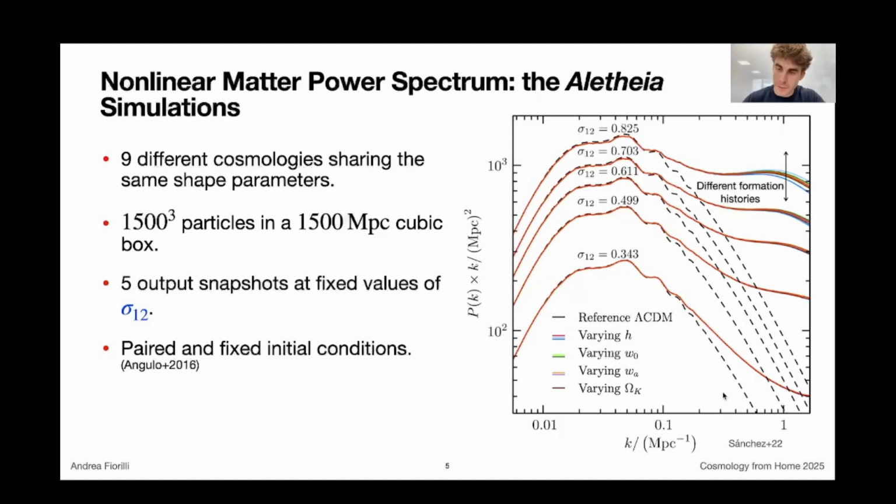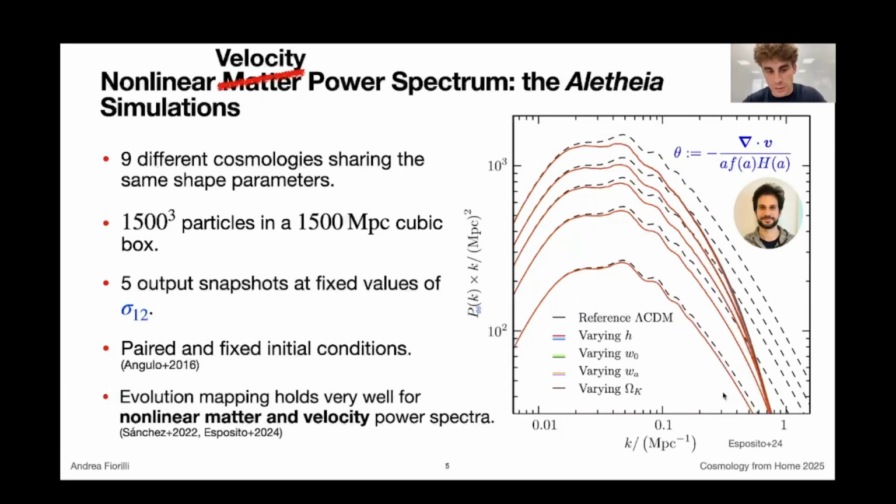And we found that these differences are very well described by this variable, x, which enters the perturbation theory kernels and is very suitable for describing these small departures from the evolution mapping degeneracy. Incidentally, this is also true for the nonlinear velocity field, as was shown recently in a paper by my fellow PhD student Matteo Esposito, and I encourage everyone to check out his paper for the extension of evolution mapping to the velocity divergence power spectra.